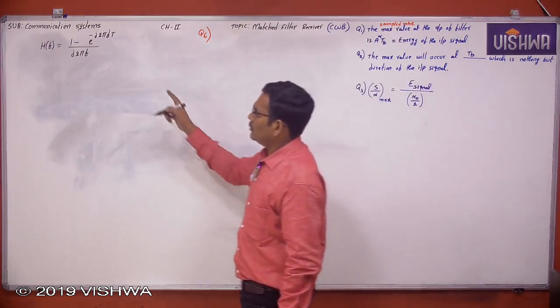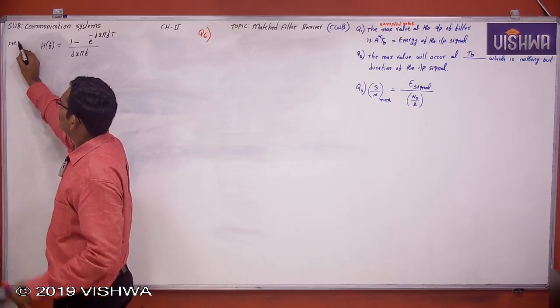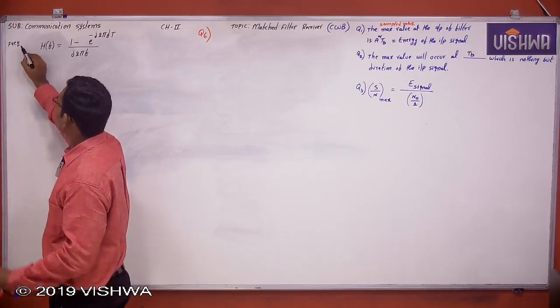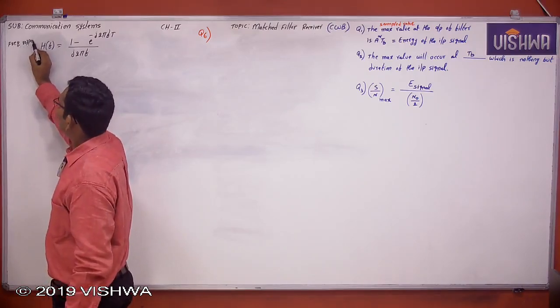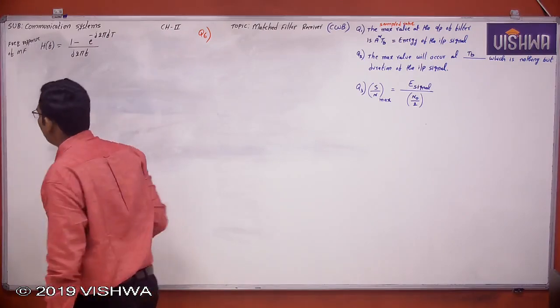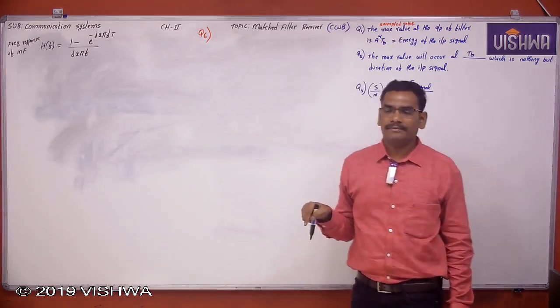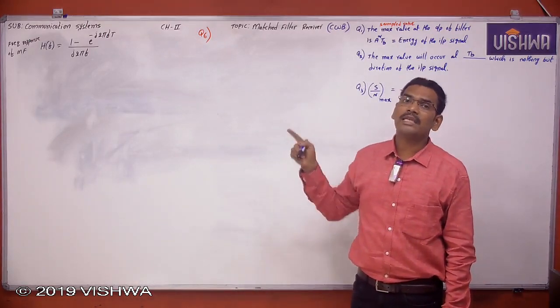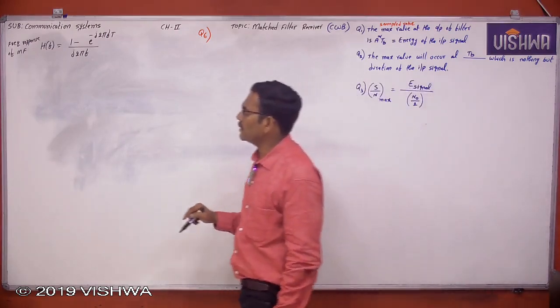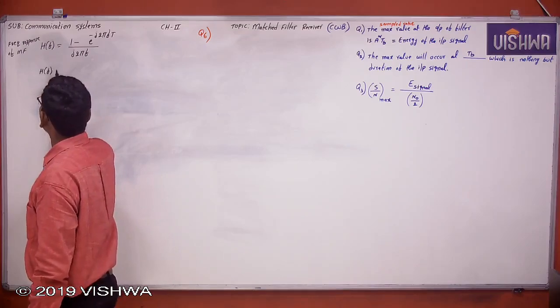Now this is the frequency response of the matched filter. What he is asking is, if the filter is a matched filter, then what is the input signal to the filter? That is the question he is asking. Now first you find, now this is H of f, can I write it like this?